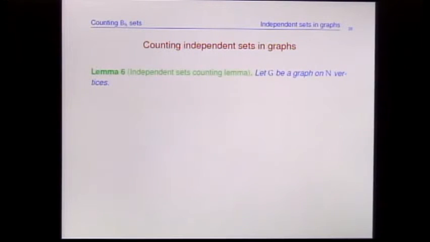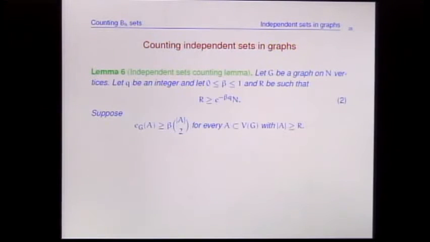Okay, so here's the lemma, the independent sets counting lemma. Let's start with the graph G, and now I have big N for the number of vertices of the graph. And now I need some numerical parameters, and the parameters are beta, Q, and beta. Let's not look at this so much right now. Let's look at this condition, which is much more combinatorial and perhaps easier to understand. I have this graph G, and I'm interested in sets A of vertices of G, so subsets of vertices.